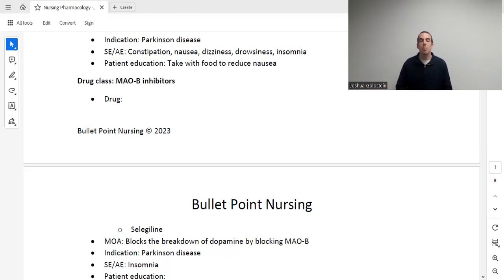What is this used for? Again, Parkinson's disease. What does this cause? It causes insomnia. Educate your patient to take this in the morning.